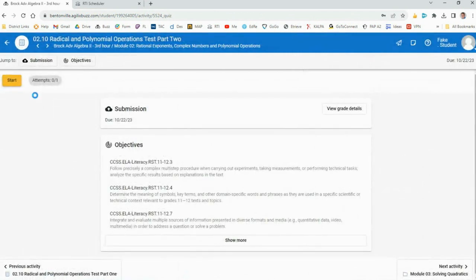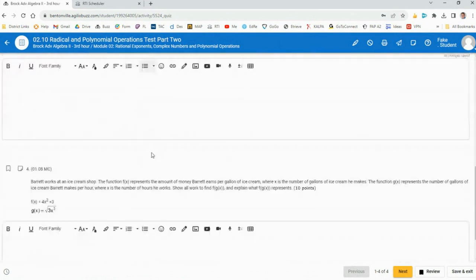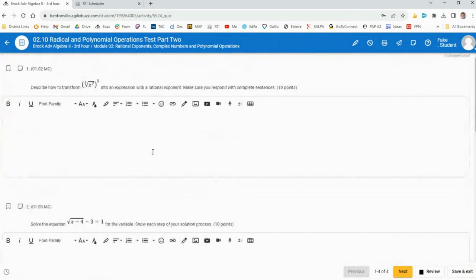And the second part of it is the fill-in-your-work part. There are 4 questions this time. So describe how to transform this into an expression with a rational exponent. All right, so they want it in exponent form. Make sure to respond with complete sentences. And I will tell you, in mathematics, if you show out the work, that's a mathematical sentence. I'll take that.